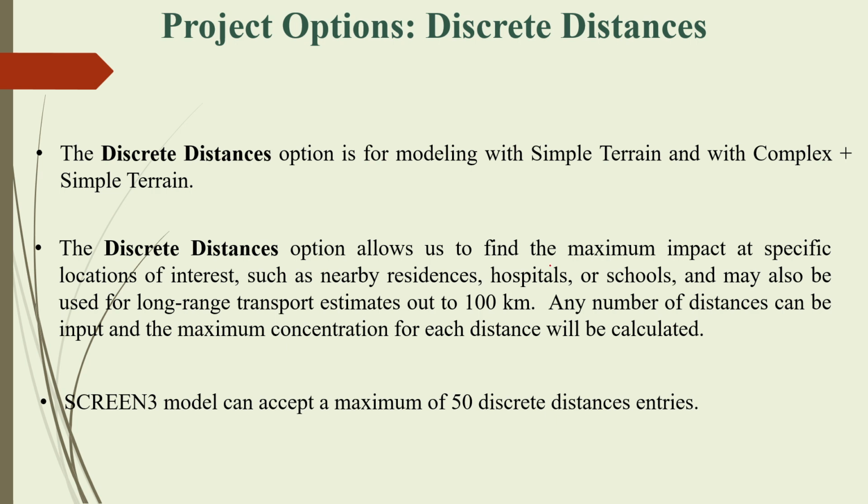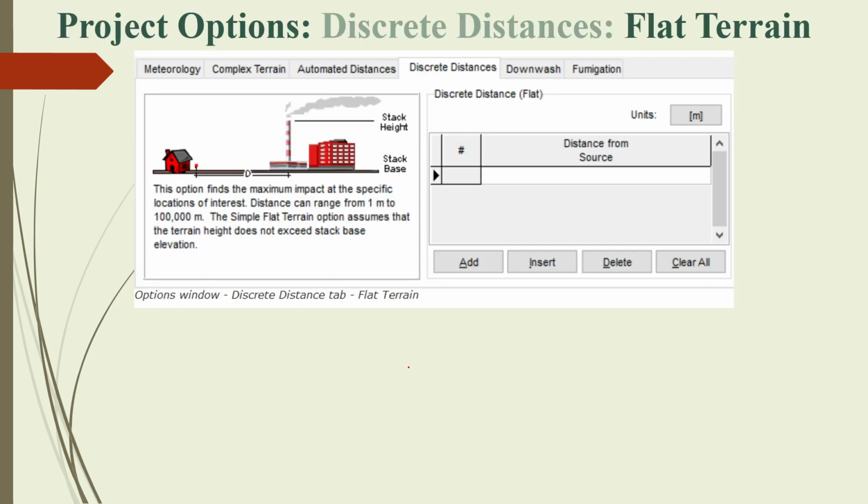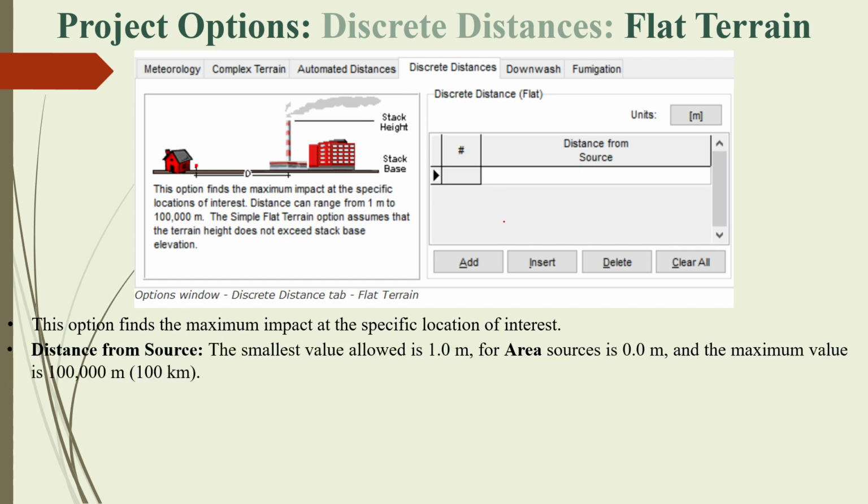However, we can identify a maximum of 15 discrete distances, that is the locations of interest, 50 can be given here. So these options find the maximum impact at the specific location. Distance, source flat, the smallest distance is 1 meter. However, for area source it is 0 meter and the maximum value is 100 kilometers. So you can use this add button there.